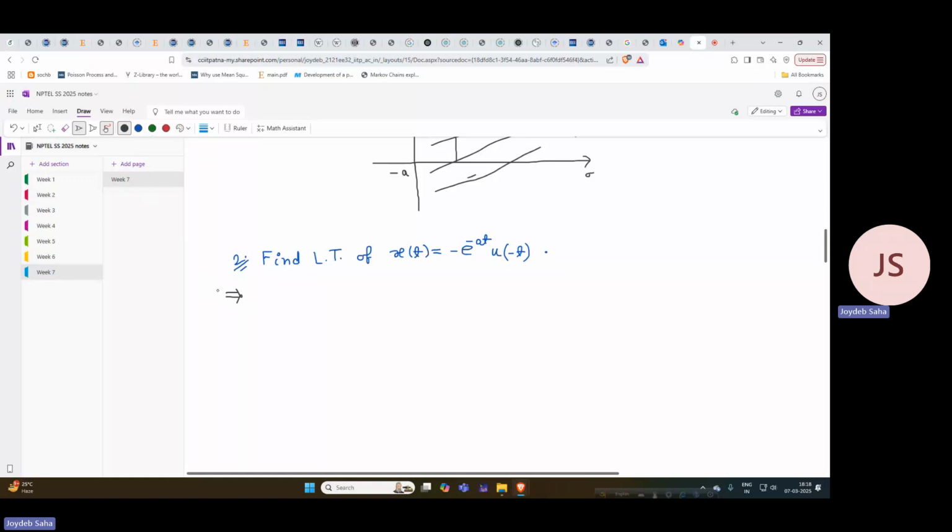Find the Laplace transform of x(t) equal to minus e to the power minus at u of minus t. So first let us see what the signal is. The signal is minus e to the power minus at u of minus t. What is u of minus t? What is the value of u of minus t? U of minus t is 1 for minus infinity to 0, and for 0 to infinity it is 0.